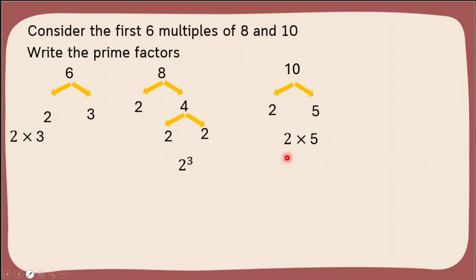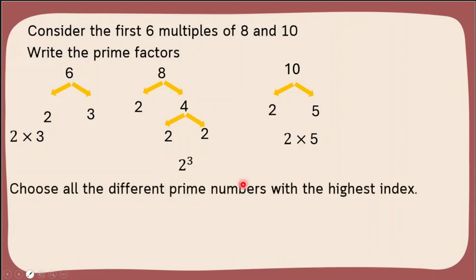Now, the second rule was to identify all the different prime numbers we have. How many different prime numbers do we have here? We have 2, we have 3, we have 2, 2, and then 5. So we have 3 different prime numbers, 2, 3, and 5. Okay. Now with the different prime numbers, for each of them we have to identify the one with the highest index. So when we take the 2's, we have 2 to the power 1 here, 2 to the power 3, and 2 to the power 1 here. We have to choose the one with the highest index, which in this case is 2 to the power 3.